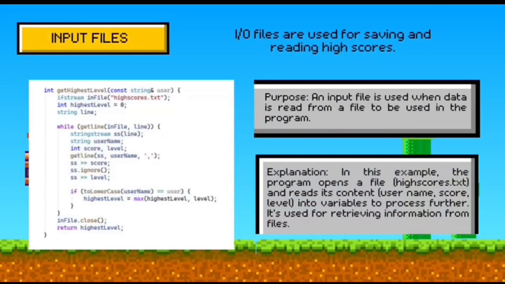Next, let's talk about input and output files, which are crucial for managing high scores in our game. An input file is used when we read data that will be processed in our game. For example, we open a file called highscore.txt to read users' names, scores, and levels into our variables. This process is essential for retrieving information from past games, making it possible to display high scores.